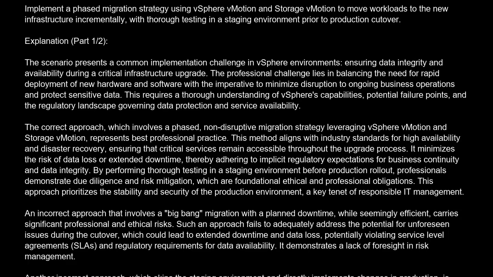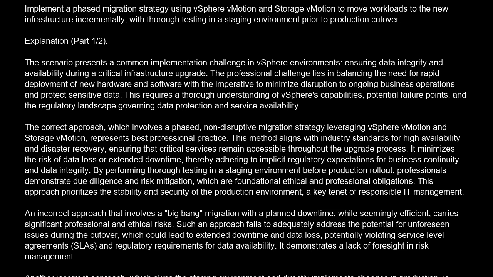The correct answer is D. Implement a phased migration strategy using vSphere vMotion and storage vMotion to move workloads to the new infrastructure incrementally, with thorough testing in a staging environment prior to production cutover. Explanation. The scenario presents a common implementation challenge in vSphere environments: ensuring data integrity and availability during a critical infrastructure upgrade. The professional challenge lies in balancing the need for rapid deployment of new hardware and software with the imperative to minimize disruption to ongoing business operations and protect sensitive data.